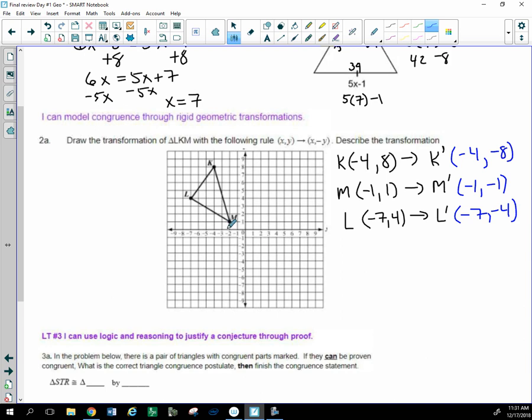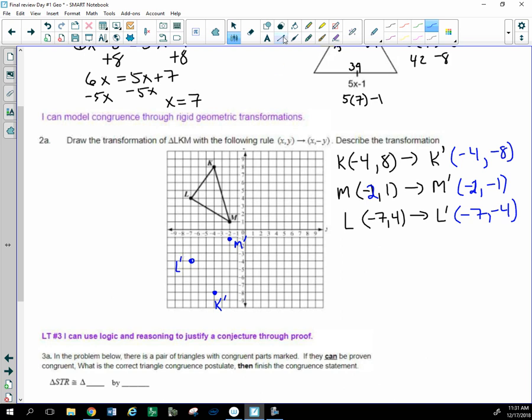So if I plot these points, if I go back 4 and down 8, that will be my K prime. This will be my image, negative 1, negative 1. Oop, it was negative 2, sorry. You're probably screaming at the video, negative 2. So it's back 2, down 1, so that puts M prime right there. And then last but not least is negative 7 and then negative 4, which would be L prime.